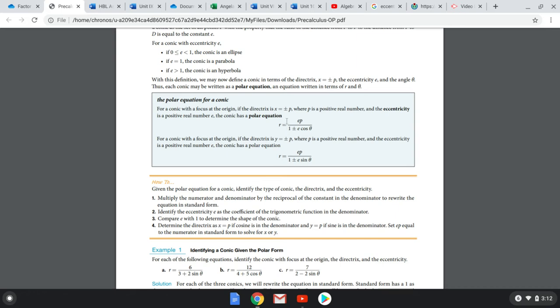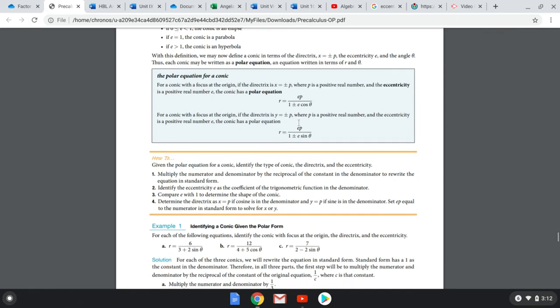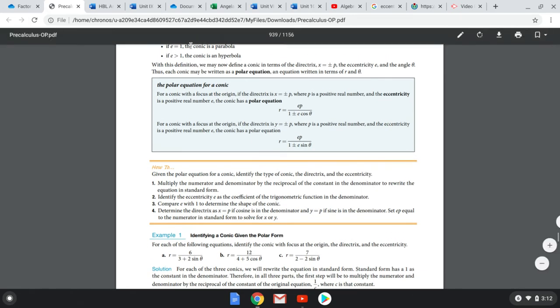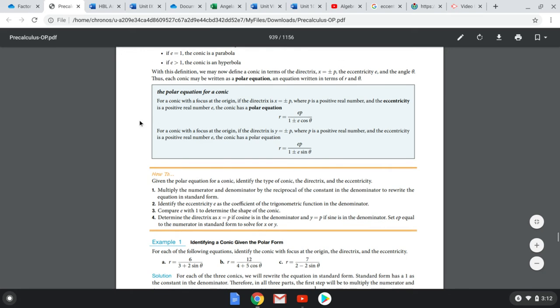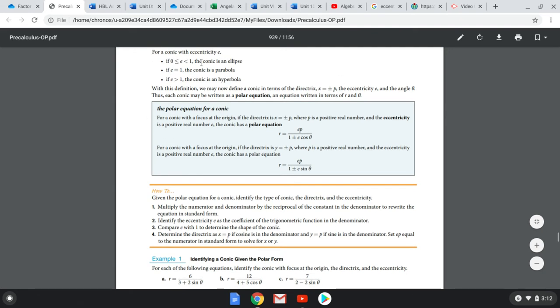So you're going to have, and it doesn't matter which conic it is, the equation is going to look like this. We're going to talk in a second about how we figure out which conic it is. Well, we figure out which conic it is by figuring out what e is, because as we talked about already, if e is between 0 and 1, then it's an ellipse. If e is 1, it's a parabola. And if e is greater than 1, it's a hyperbola. And of course, if e is 0, it's going to be a circle.